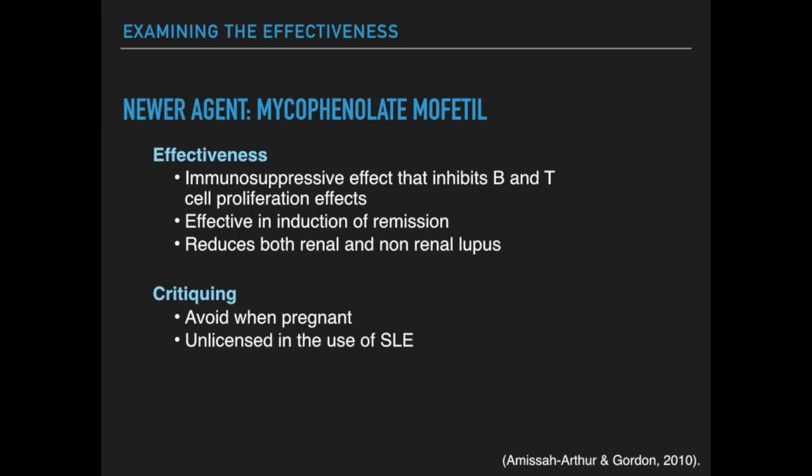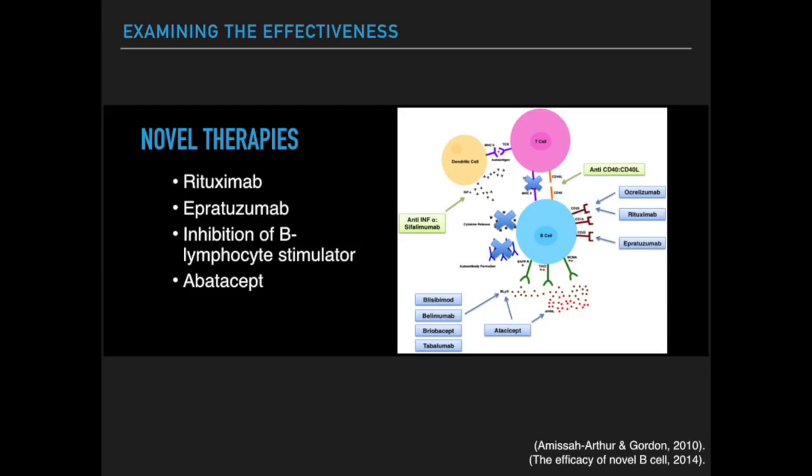Mycophenolate mofetil, or MMF, exerts immunosuppressive effects that work to inhibit B and T cell proliferation. MMF has been used to prevent transplant rejection for 10 years. This therapy is as effective as IV cyclophosphamide when inducing remission and maintaining therapy in patients with lupus. MMF is effective in the reduction of both renal and non-renal lupus. However, there are a couple of flaws with MMF. The first is that patients are strongly recommended to avoid it when pregnant, and it is also unlicensed in the use of SLE. There are many novel therapies when treating SLE.